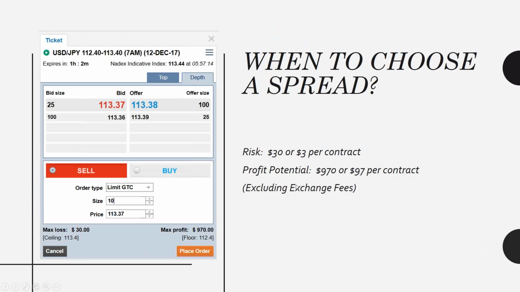Let's go back to the chart, okay? All right, now this is your order ticket. In this case, the Nadex indicative index is at 44, correct? You're paying 37. So price will need to move down to 37 for you to break even, and then it would have to continue to move down for you to realize a profit.